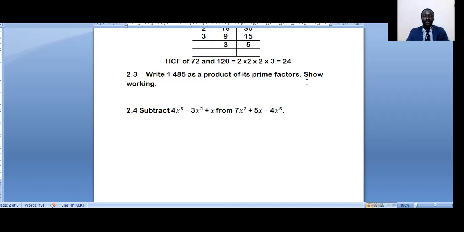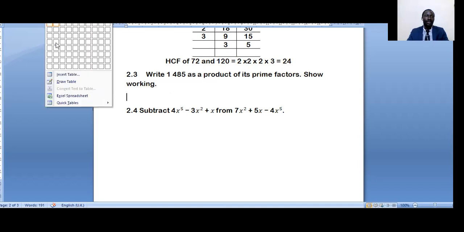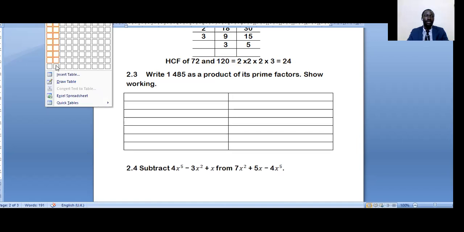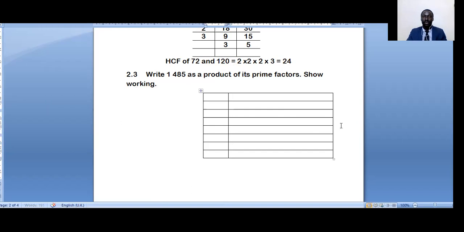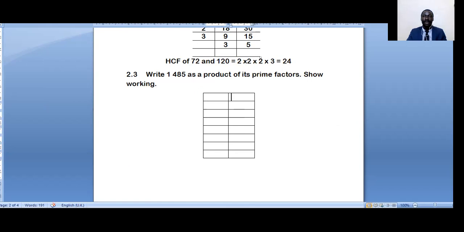Well, to get there, we also use this method here. We use this method of finding the LCM or the HCF, which is the highest common factor. So there we go. We have got to insert a table. Yeah, something like that. Add more later. So what's the number? Before I write the number, just clear this.